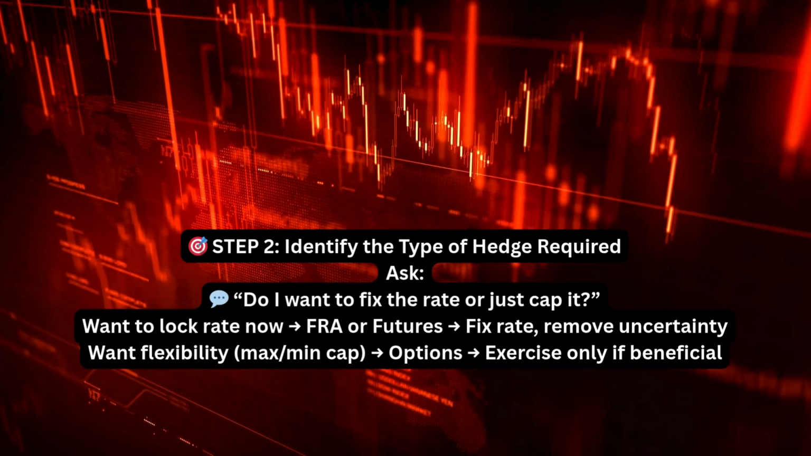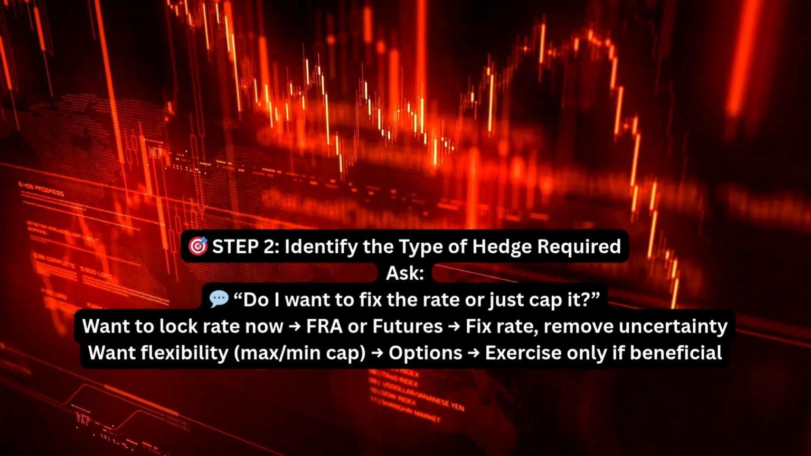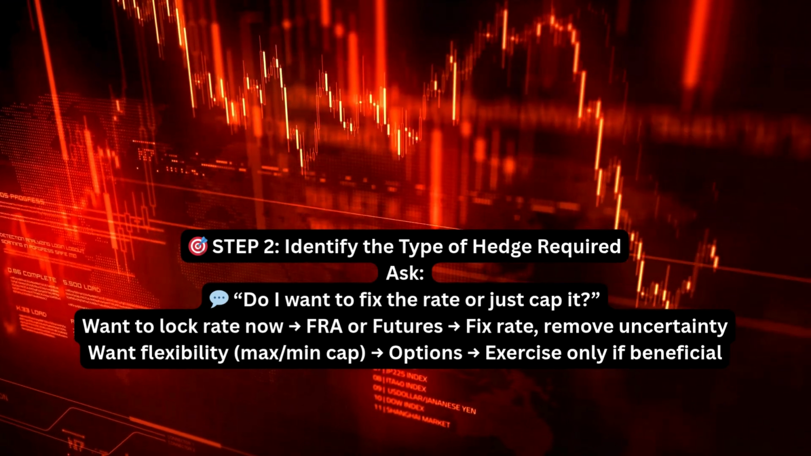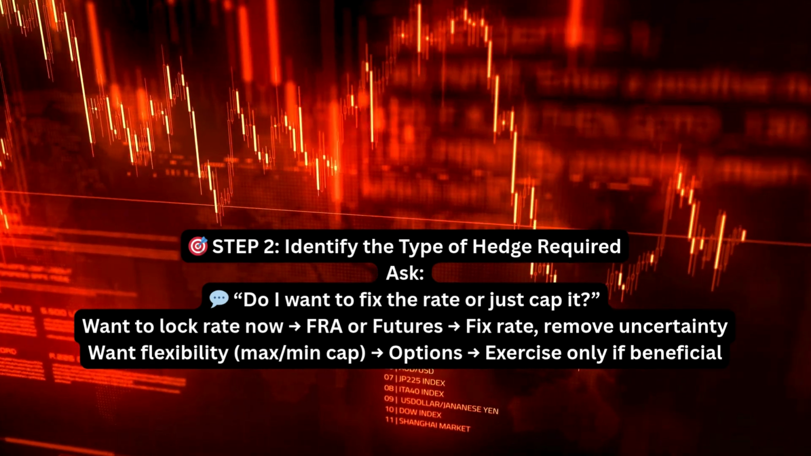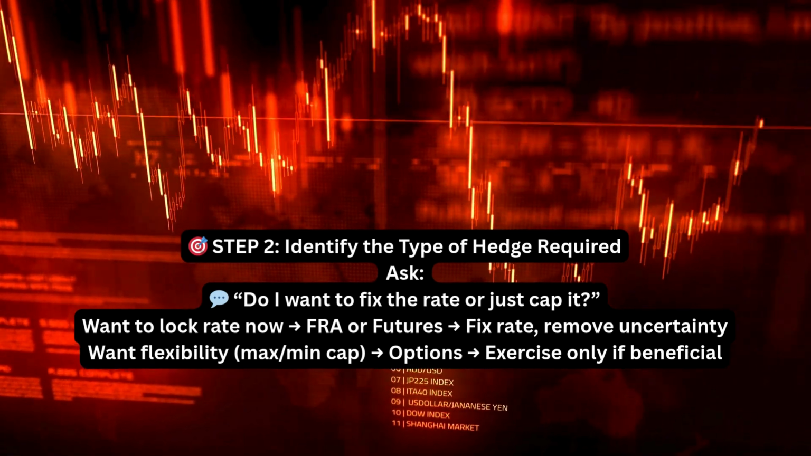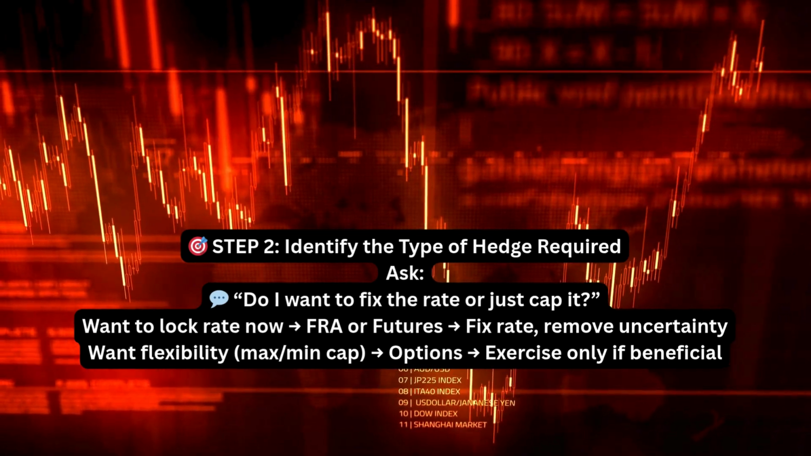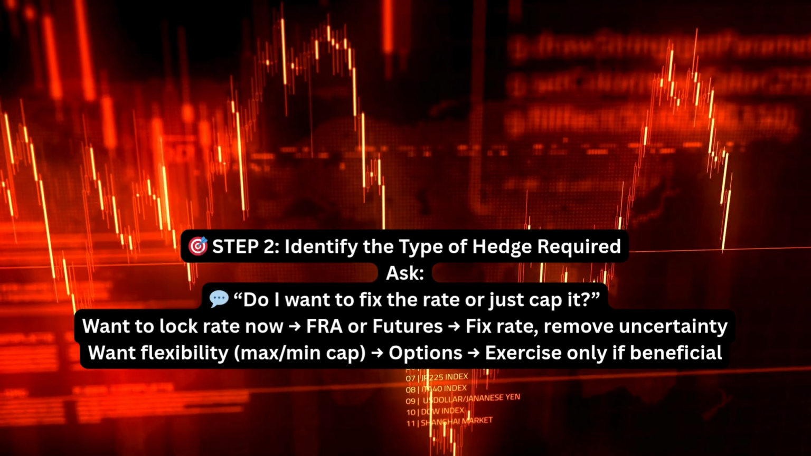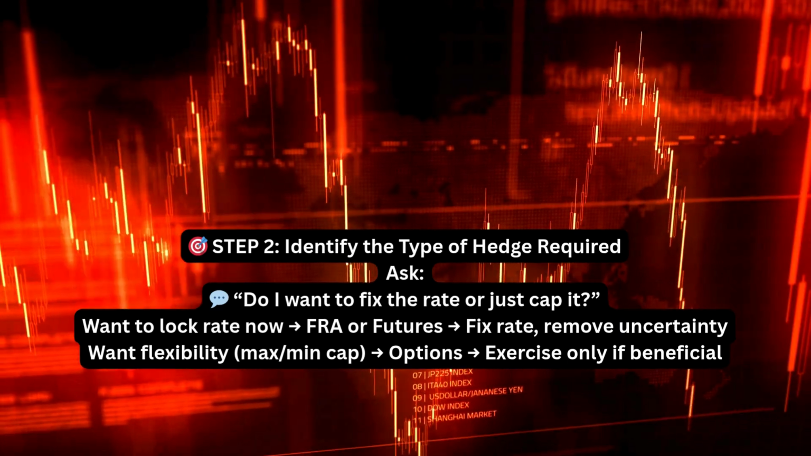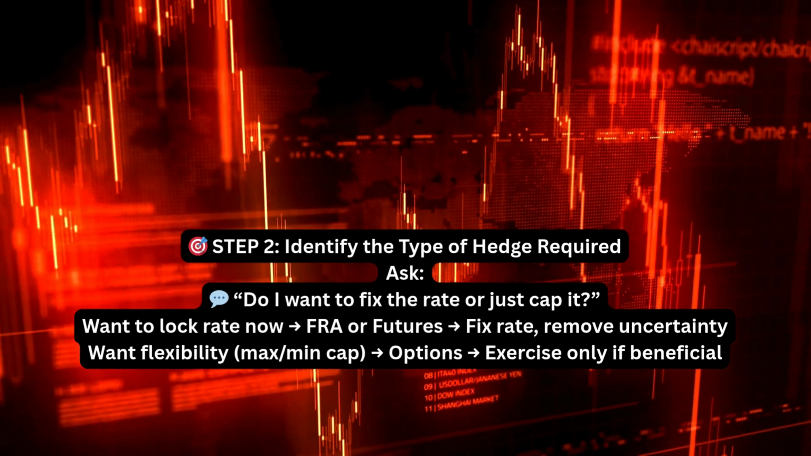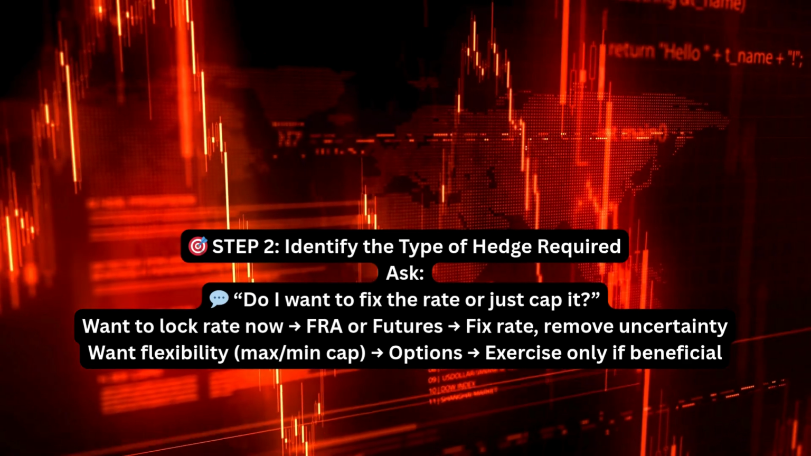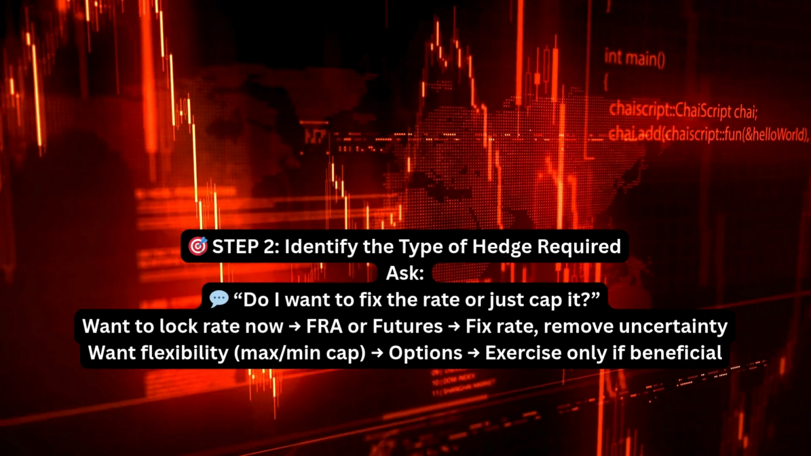Step 2. Identify the type of hedge required. Ask, do I want to fix the rate or just cap it? Want to lock the rate now: FRA or futures, fix the rate, remove uncertainty. Want flexibility, a max or min cap: options, exercise only if beneficial.